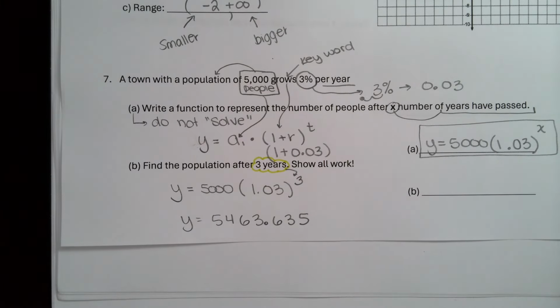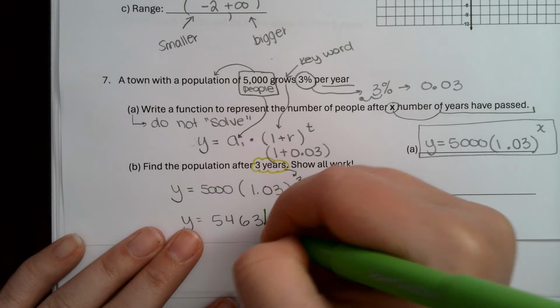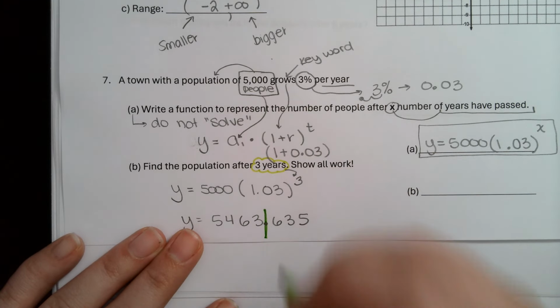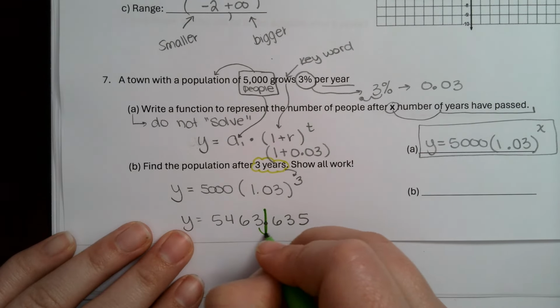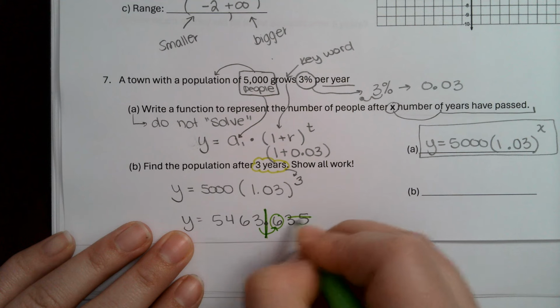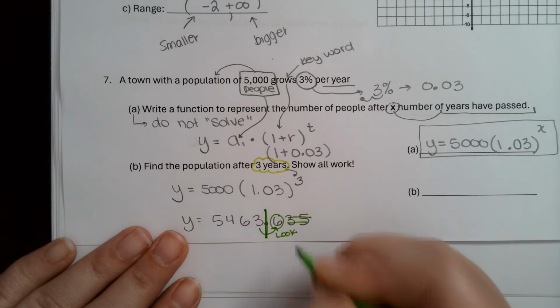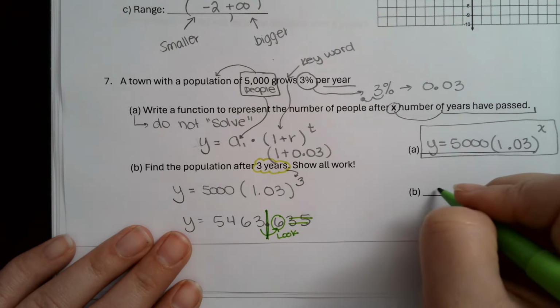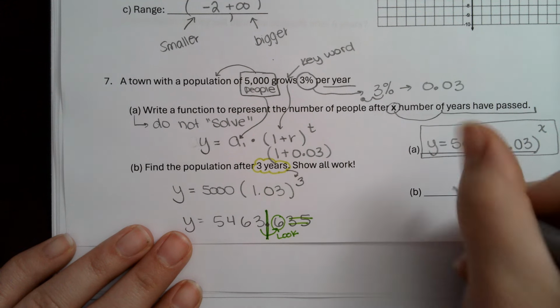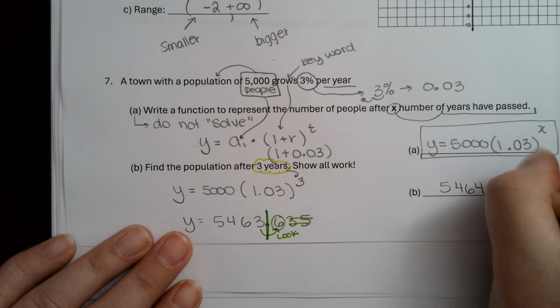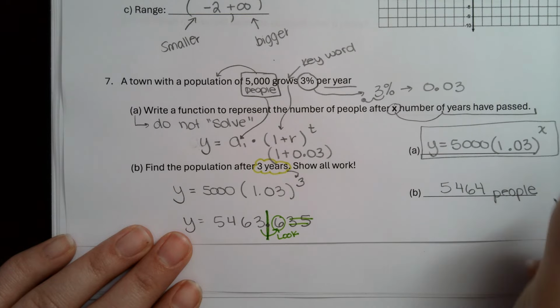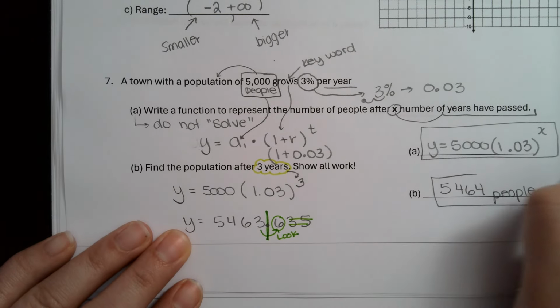5463.635. Now, since we are talking about people, people can't have a decimal. What I mean by that is you can't have 0.635 of a person. So we're going to cut off at the whole number, but we are going to take a look at this 6. Because 6 is bigger than 5, we are going to be rounding up to 5,464 people. And you have to give me units, otherwise I don't know what you're talking about.